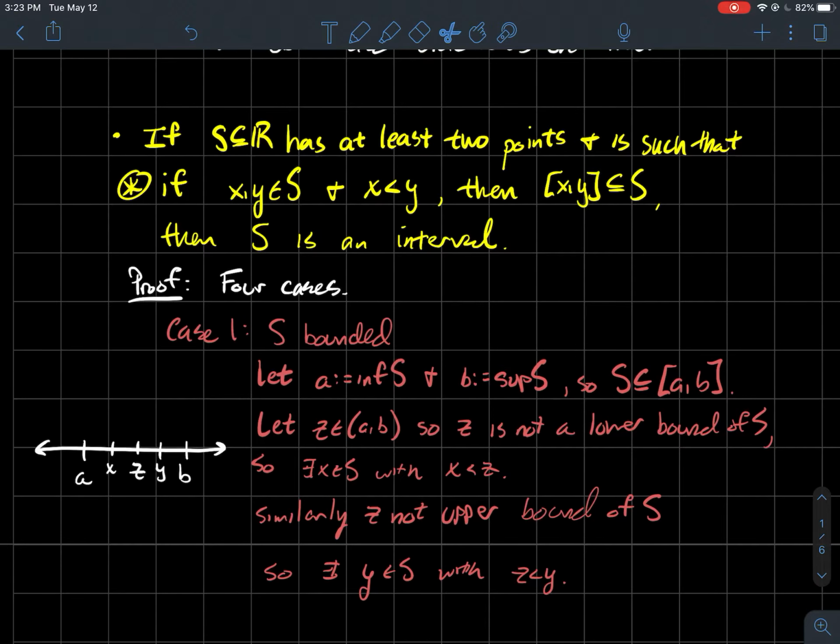So the point then is that Z is now contained in this interval from X to Y. But X and Y are two elements of my set, and X is less than Y. Therefore, by this hypothesis star here, the whole interval from X to Y should be an element of my set. I'm sorry, I said that wrong. The interval from X to Y should be a subset of my set S. Therefore, Z should be an element of the set.